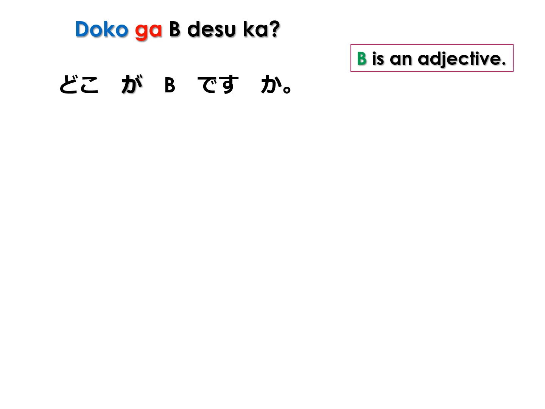The next interrogative pronoun is doko. Doko means where. And the sentence pattern is doko ga B desu ka? Where is it? That's B.